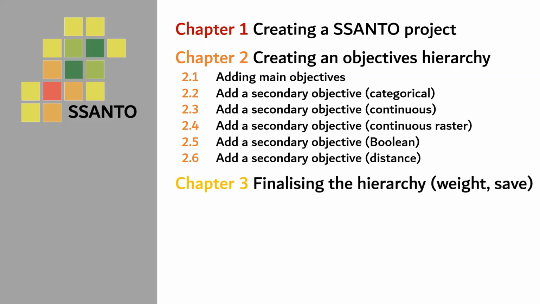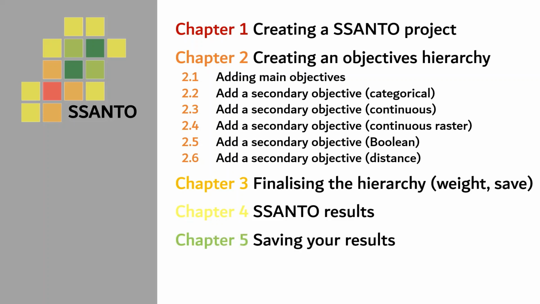Chapter 3 is on finalizing the hierarchy by weighting the objectives and saving the hierarchy. Chapter 4 is on the SSANTO results, how to view and interpret them. Chapter 5 is on saving your results. And finally, Chapter 6 is on editing the project, editing the hierarchy, and on help in SSANTO.